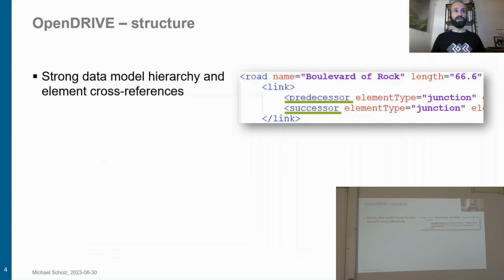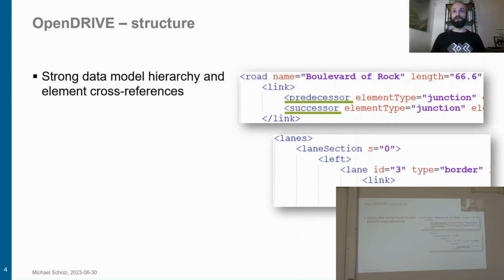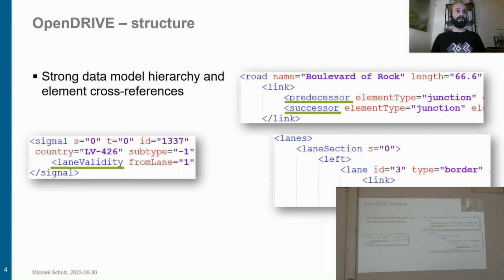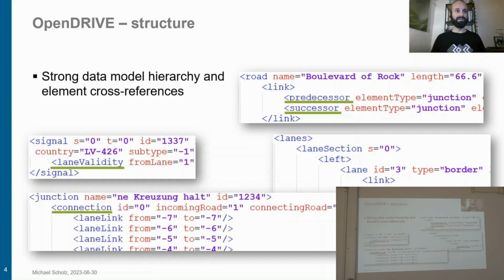The data itself is hierarchically structured, where the road is the main element. So a road also can have links to predecessors and successors. And inside the road, lanes are defined, which again can also have cross-references to other preceding, succeeding elements. And a signal which is bound to a road can also feature lane validity, and so on. At the junction, multiple roads connect to each other, which can also be additionally defined through linking properties. So it gets pretty complex pretty fast.